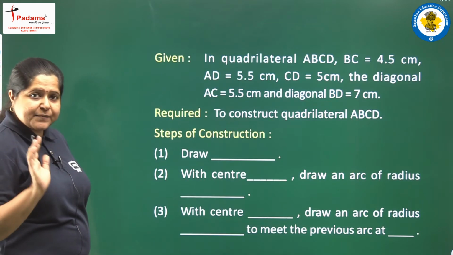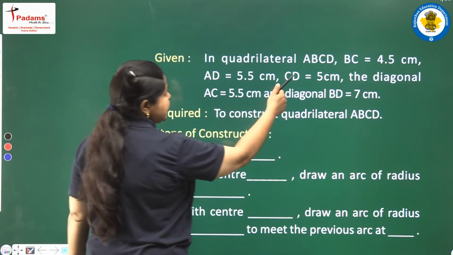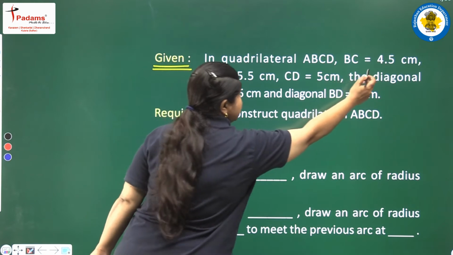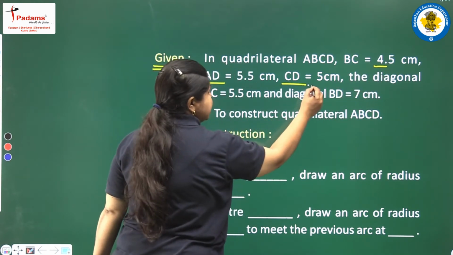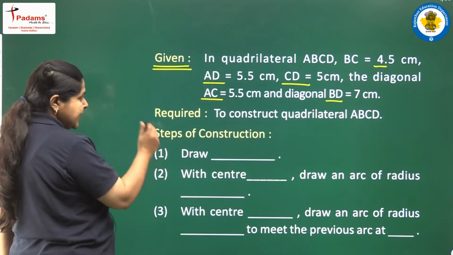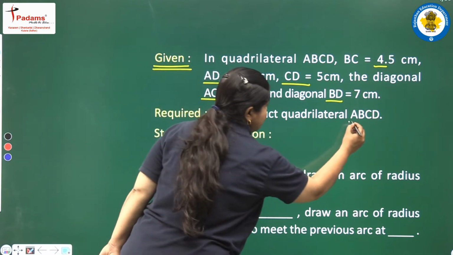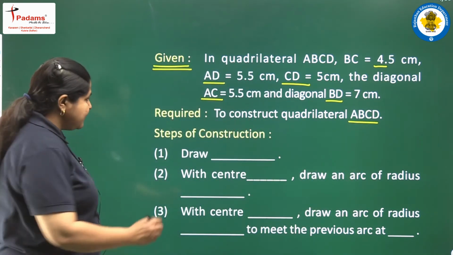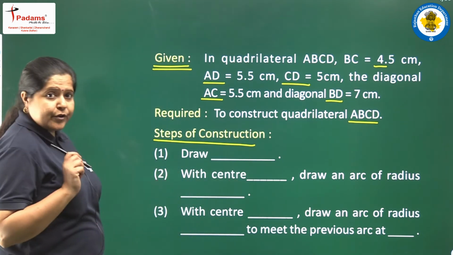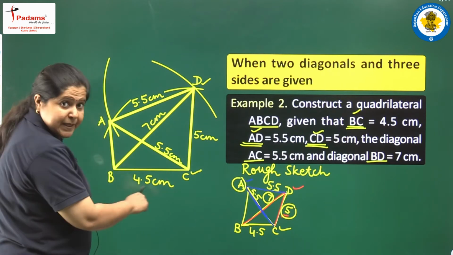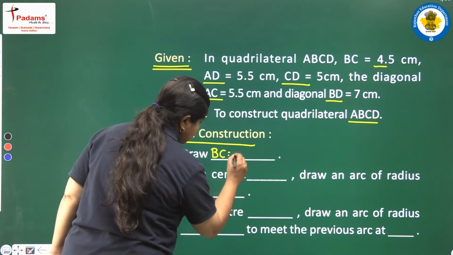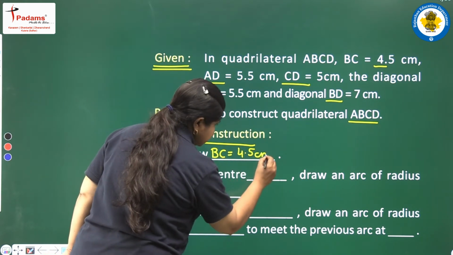Next we need to write the steps of construction. First, in quadrilateral ABCD we have been given this part. In quadrilateral ABCD, the measurements AB, AD and CD and the diagonals AC and BD were given. So we have written that here. Then it is required to construct quadrilateral ABCD. Then we write the steps of construction in present form, which is, first of all, draw what we drew first, BC equal to 4.5 centimeters. So first draw BC equal to 4.5 centimeter.